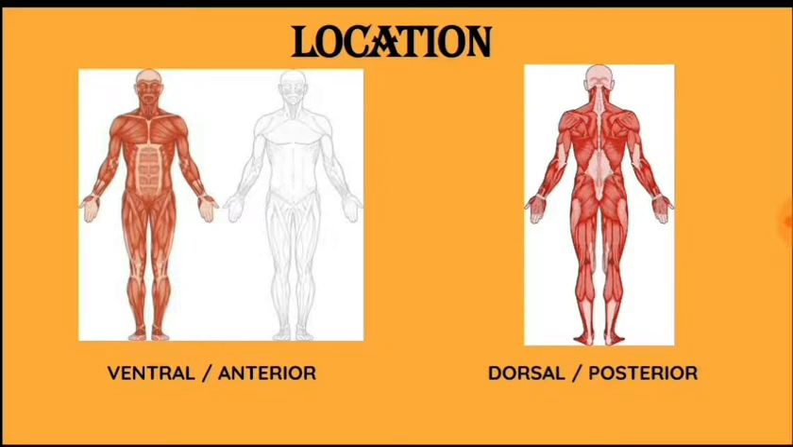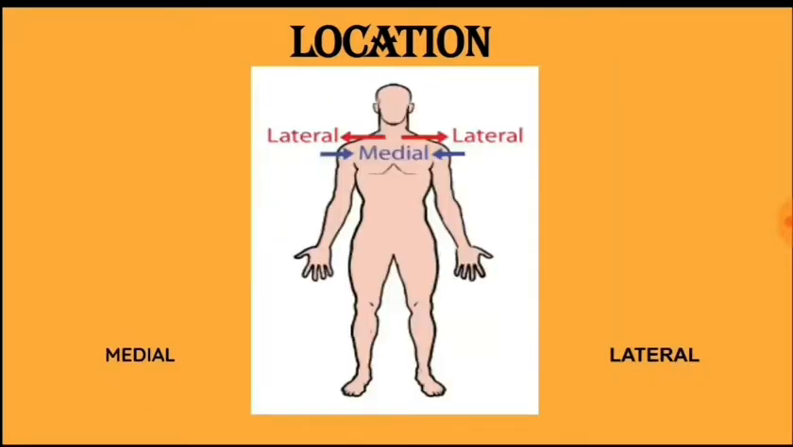Then there's one more position, which is dorsal or the posterior, for location of the human body. You can see the medial and the lateral position. Medial is towards the chest and lateral is towards the shoulders. So the position of it is shown in the picture.